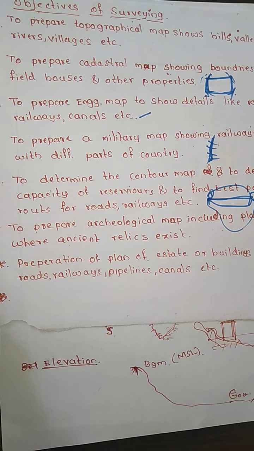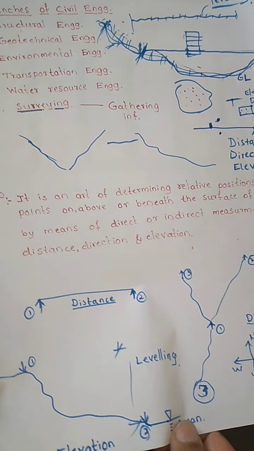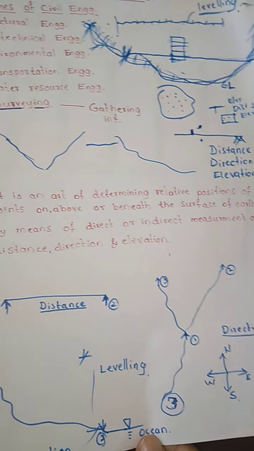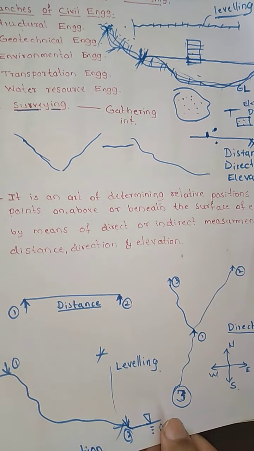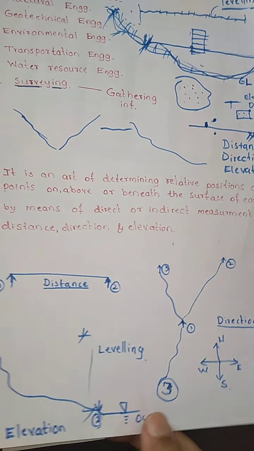So in today's class we have discussed the definition of surveying. It is the art of determining the relative position of points on, above or beneath the surface of the earth by means of direct or indirect measurement of distance, direction and elevation. So distance, direction and elevation I have shown.